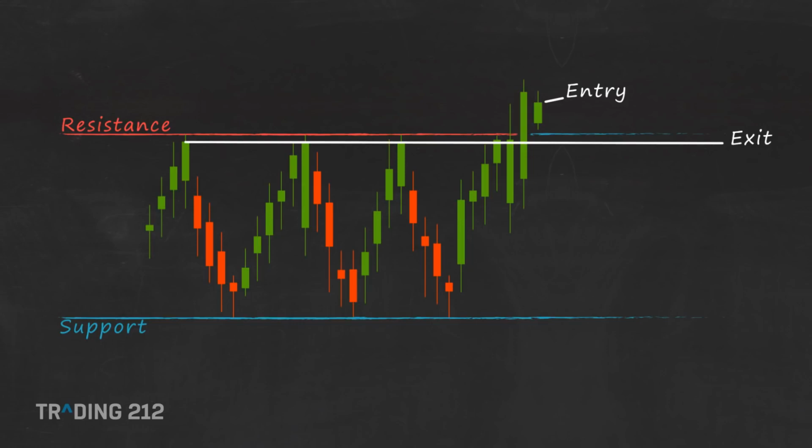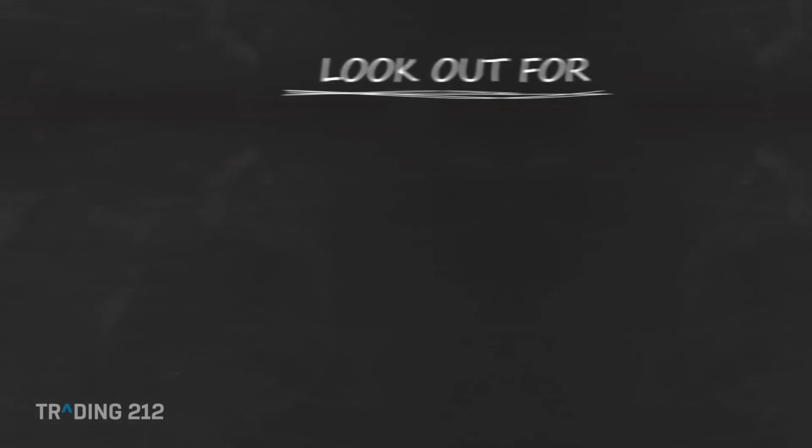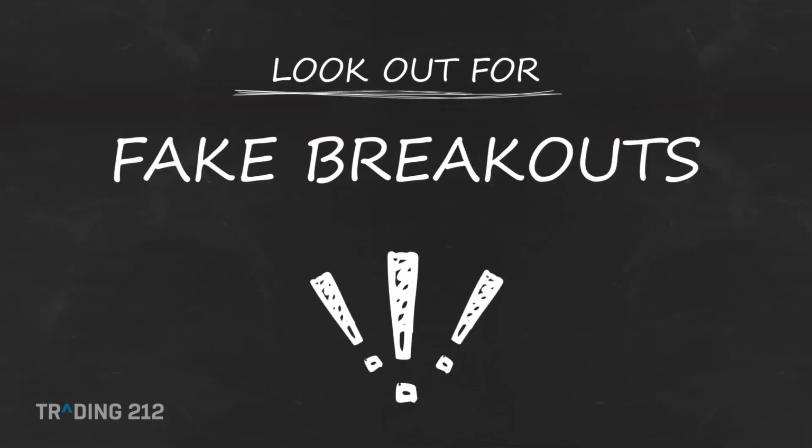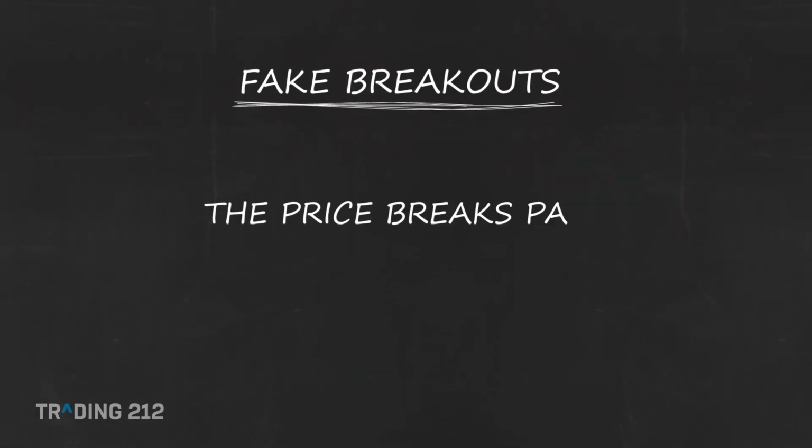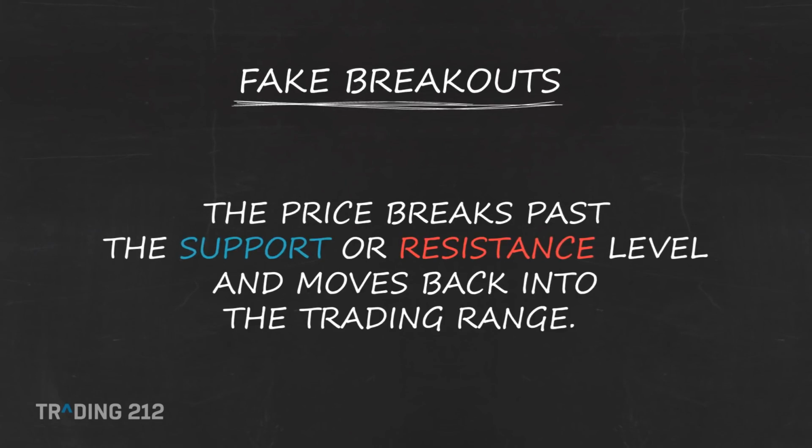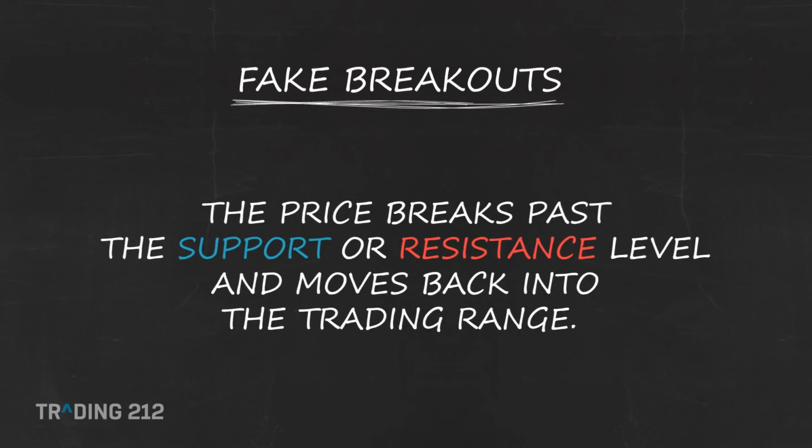One thing to look out for when trading breakouts is fake breakouts. Fake breakouts occur when the price breaks past the support or resistance level, but instead of continuing its movement, the price moves back into the previous trading range.